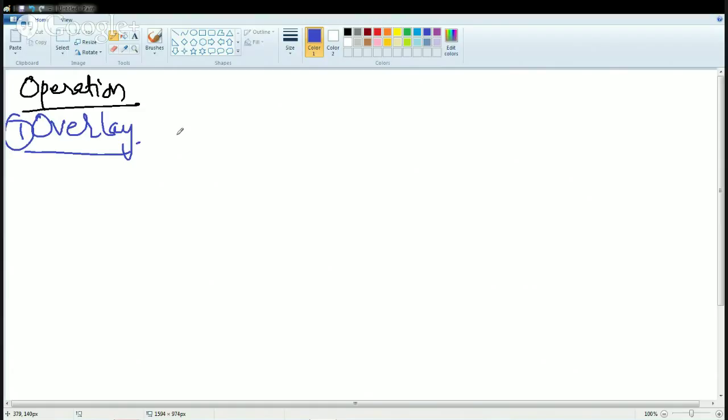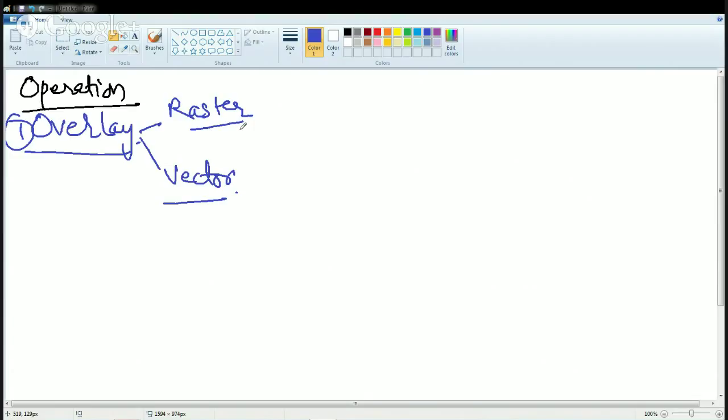Overlay operation is basically a combination of various maps onto one map. It's similar to a pizza. You have a pizza base, then you have a layer of sauce and cheese, and then you have the various toppings over it. Similarly, overlay is basically a combination of various maps or various layers. Overlay can be of two types, raster overlay and vector overlay. We have already understood what raster and vector are in the previous session.